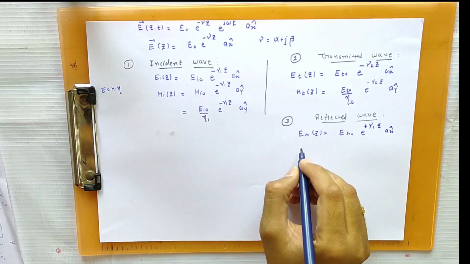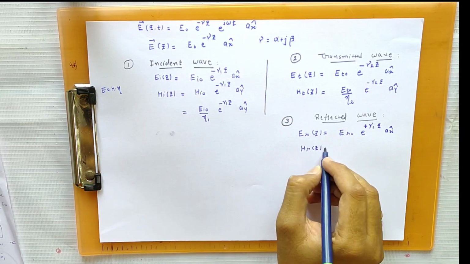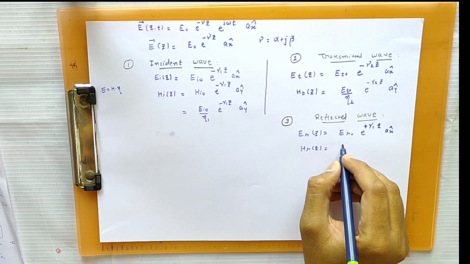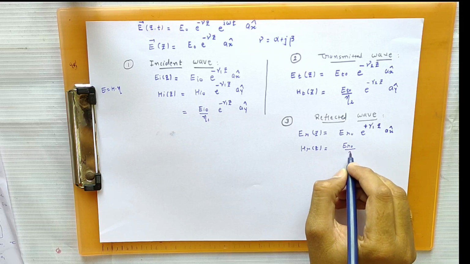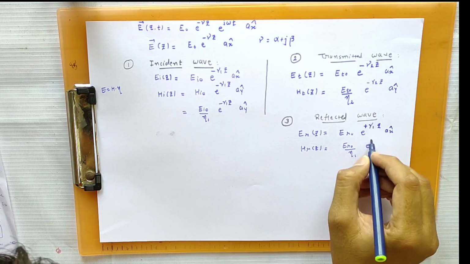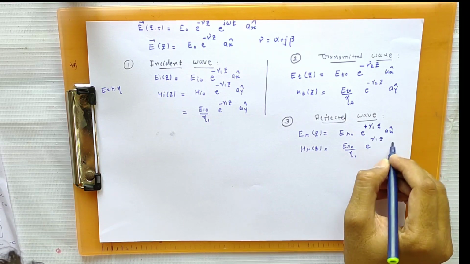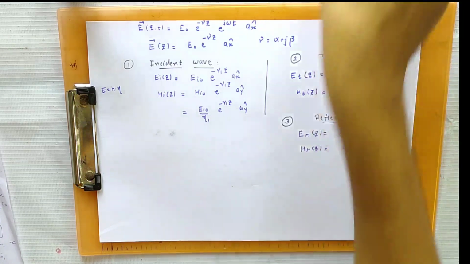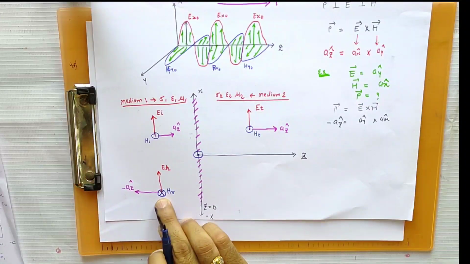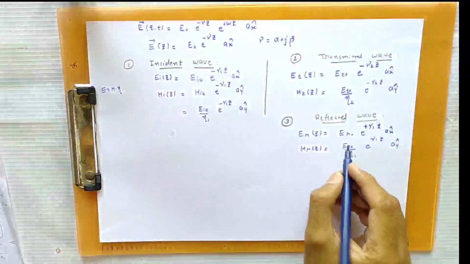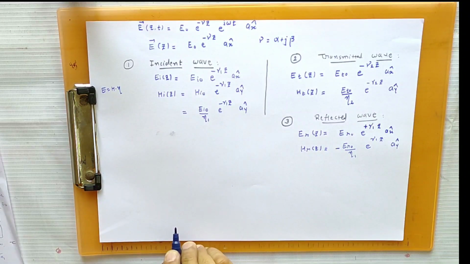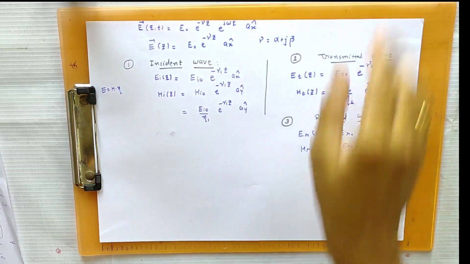Along a_z. And what about H_R of Z? H_R of Z is E_R0 upon eta 1 e raised to gamma 1 z into a_y, and this field is present in which direction? The reflected magnetic field is present in the negative y direction, so this is minus a_y. Clear. So these are the equations for the incident wave, transmitted wave, and the reflected wave.